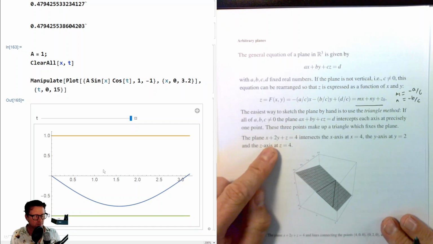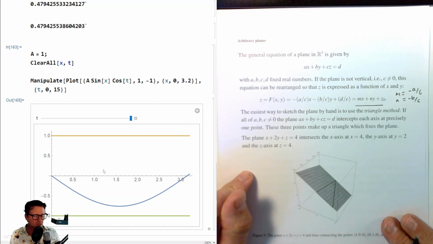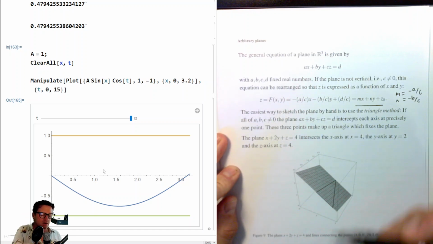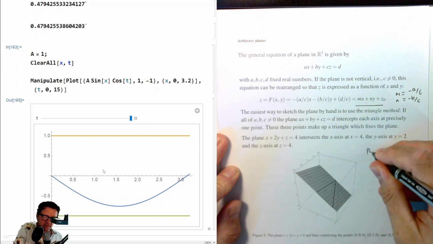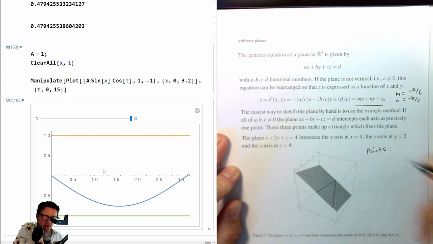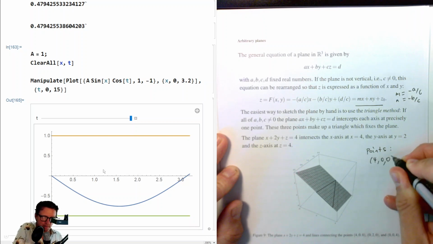Okay, so let's take, for example, the plane x plus 2y plus z is equal to 4. All right, so what are 3 points on that plane? So when y and z are both equal to 0, well, we would have x equal to 4, and so that gives us a point. So let's write points. We have a point 4, 0, 0.